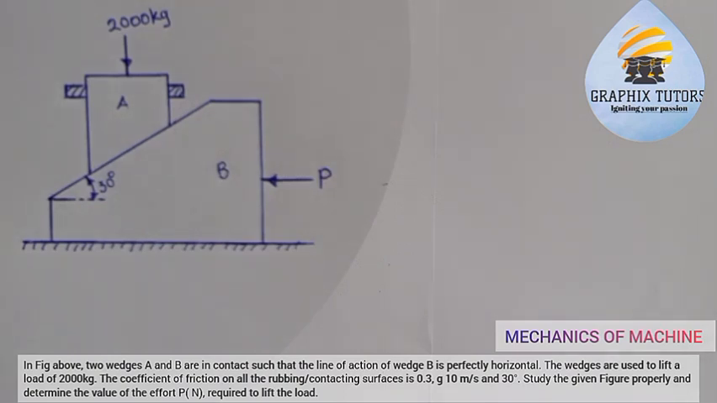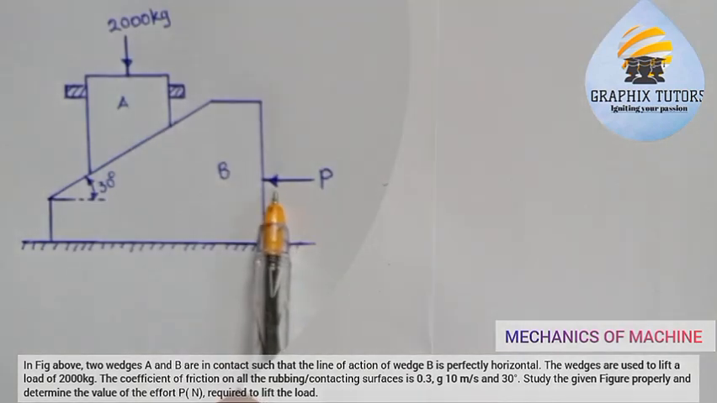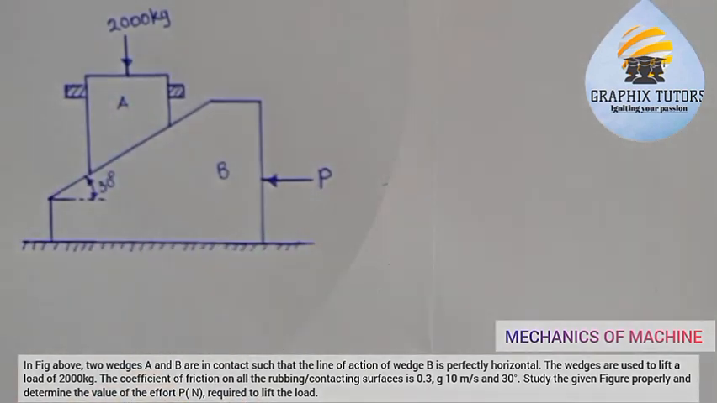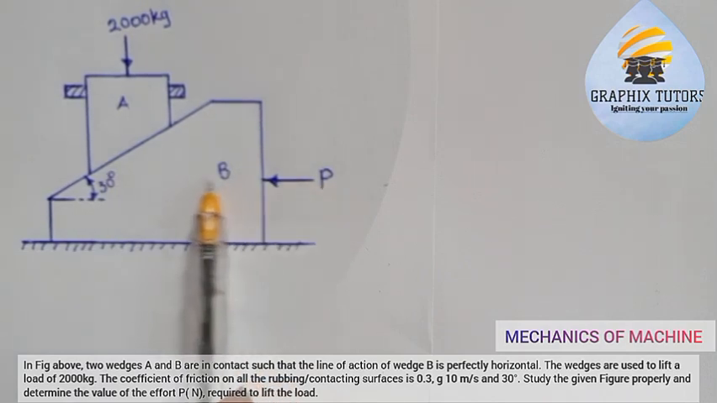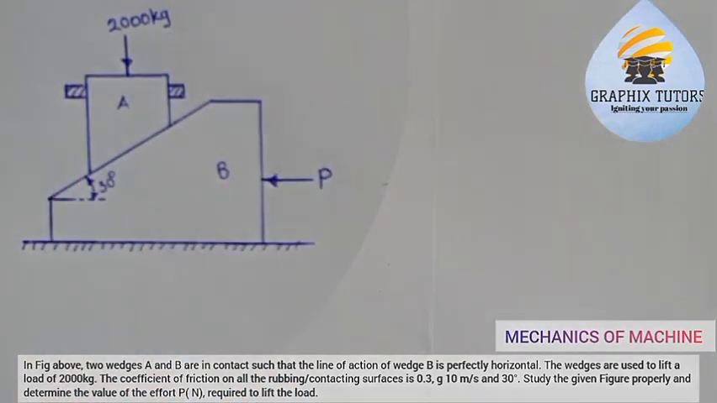Now, first of all, we need to understand what a wedge is. We say a wedge is a simple tool or a device that we use to lift heavy load or we use to adjust the position of a body. With the diagram you are seeing here, B will be used to lift A because the force here is being applied horizontally. As you are pushing, this is going up.